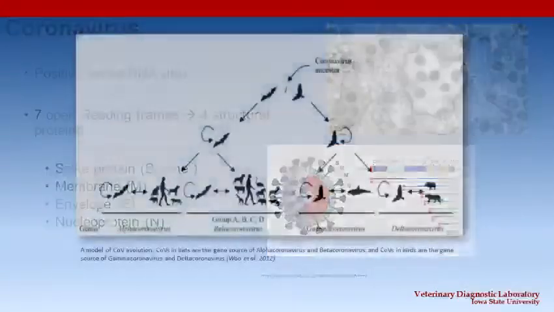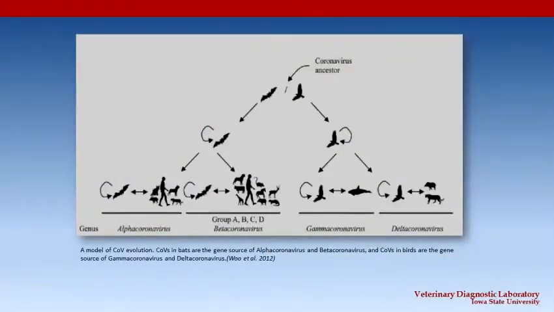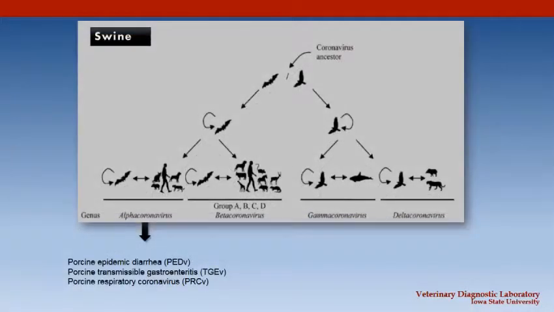This whole coronavirus family is divided into 4 different genera: alpha coronavirus, beta coronavirus, gamma, and delta. It seems like all of them have a common ancestor that came from a bat coronavirus, and they spread to the different mammalian species. But what is important for us? Which ones are the ones that affect pigs? Pigs get affected by multiple viruses within this big family.